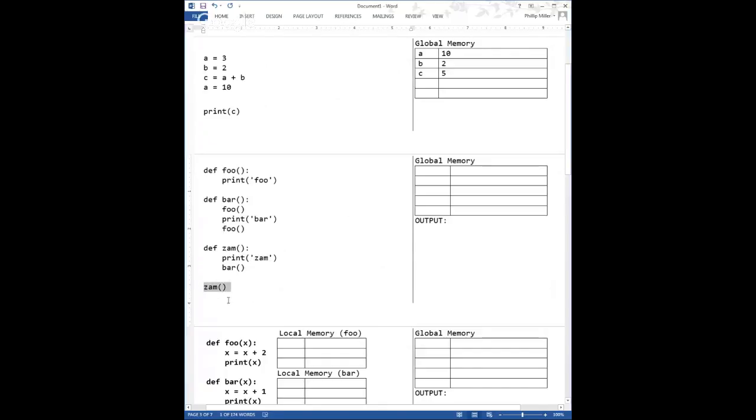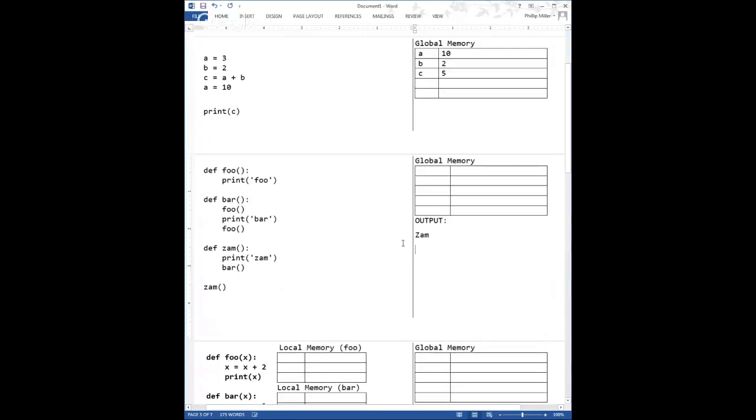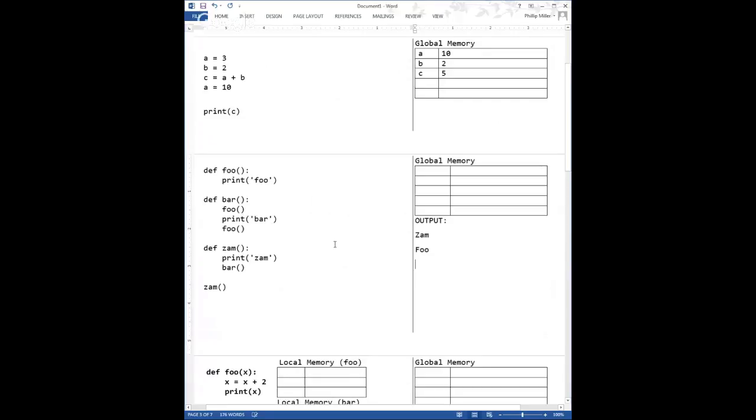So when the ZAM function is called, the first instruction in there prints ZAM. So that's the first thing that will be outputted. And then bar function gets called from here. So we enter the bar function. This calls the foo function, which prints a foo. And then the foo function returns to where it was called from, and we continue where we left off, and we print a bar.